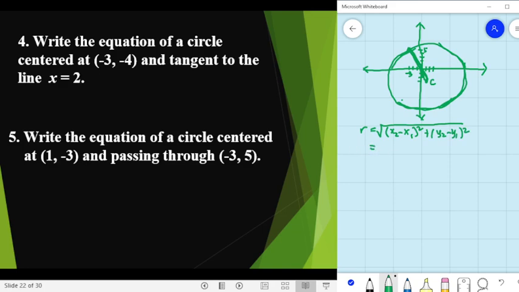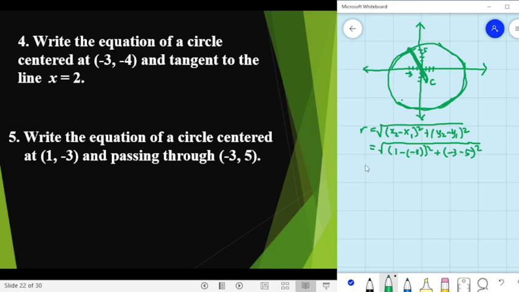Okay. So whichever point you take first, as long as you take the same order for your second, it works. So therefore, r is equal to the square root of 1 minus the -3 squared plus quantity -3 minus 5 squared. Is that clear? So this 1 minus -3, then -3 minus 5.